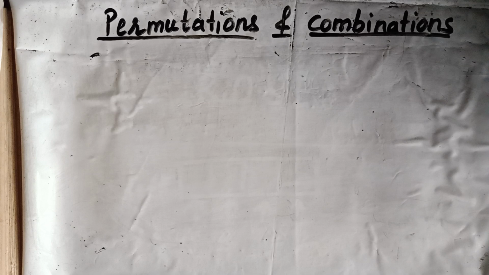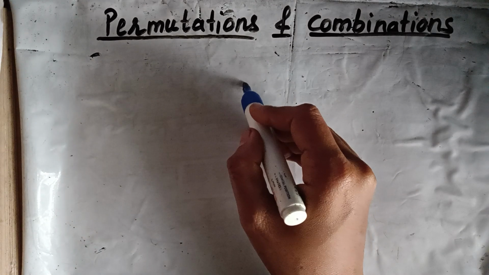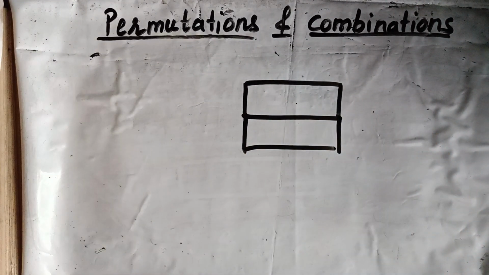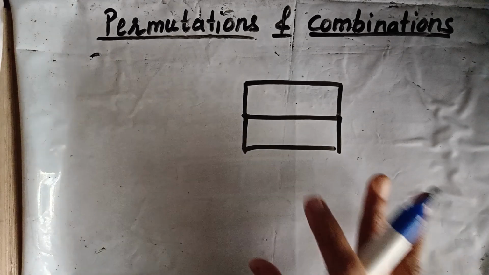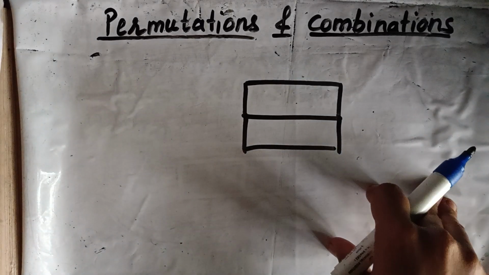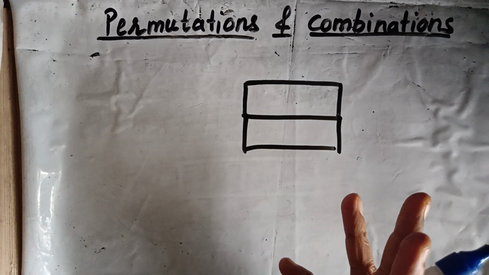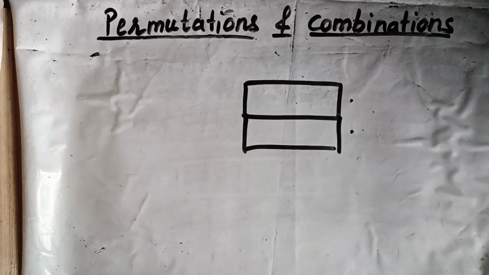Given 4 flags of different colors, how many different signals can be generated if a signal requires the use of 2 flags, one below the other? So 2 flags are there, one below the other, and 4 flags are there, and they have given 4 flags of different colors. How many different signals can be generated? So it should be different. So these two colors can't be the same.